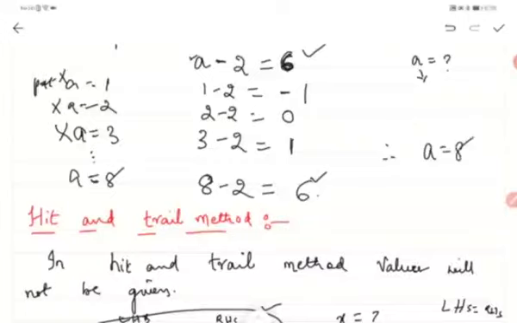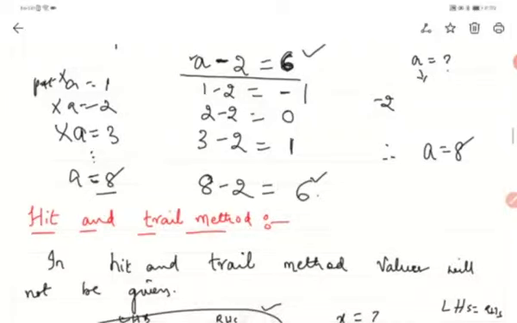Okay, this is how you go for the trial and error method. You're trying to substitute some values. You can easily think about it. You can place a equal to 0 also. So again you'll get minus 2, so this is not equal to your 6. That's why you'll say this is not true for a equal to 0 also. So your answer is actually a equal to 8.